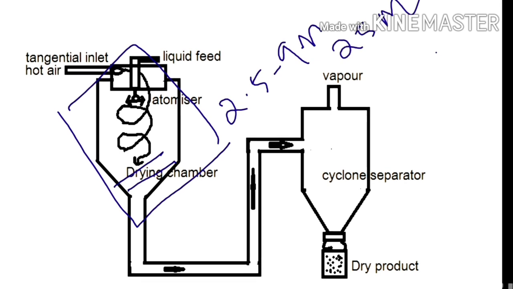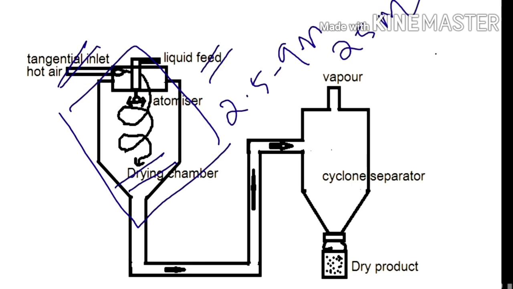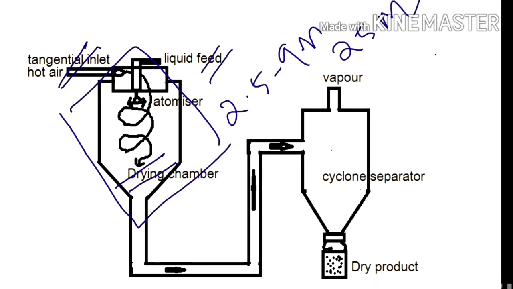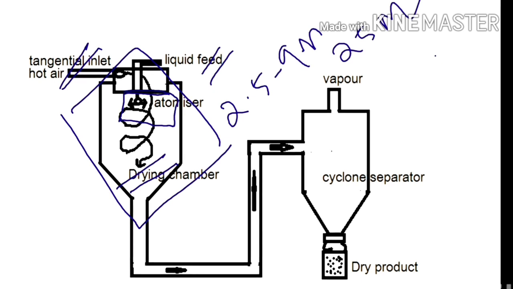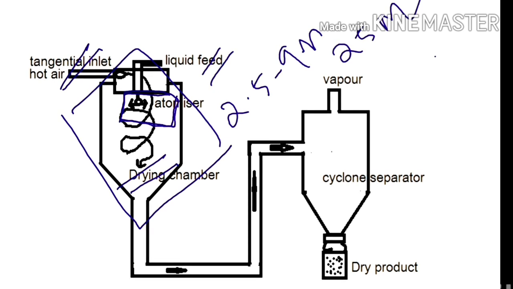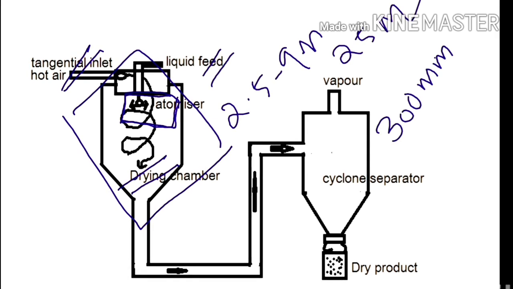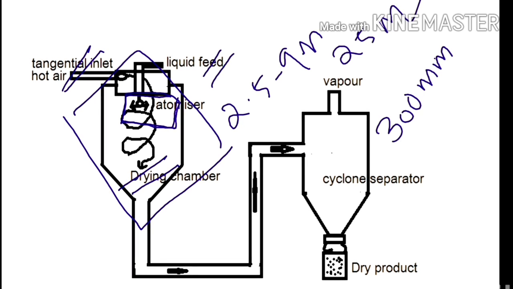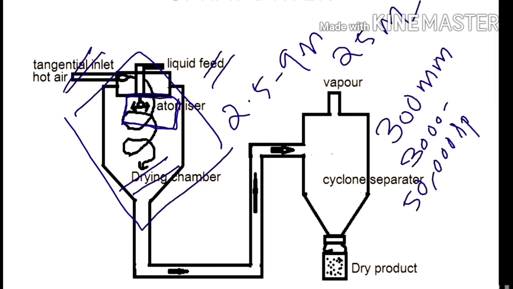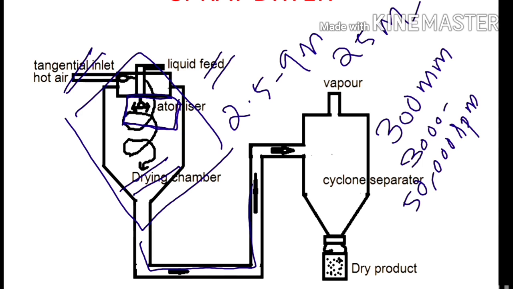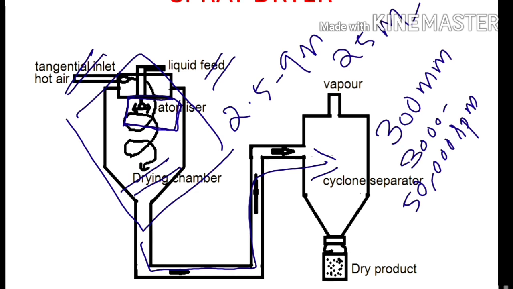It consists of two inlets. One is for introducing hot air and the other one is for introducing liquid feed. The feed inlet is connected to an atomizer. The liquid feed inlet is connected to a spray disc atomizer. This spray disc atomizer is having about 300 millimeter diameter and it is rotated at a speed of 3000 to 50,000 rpm. The bottom of the dryer is connected to a cyclone separator. So these are the important points regarding a spray dryer.